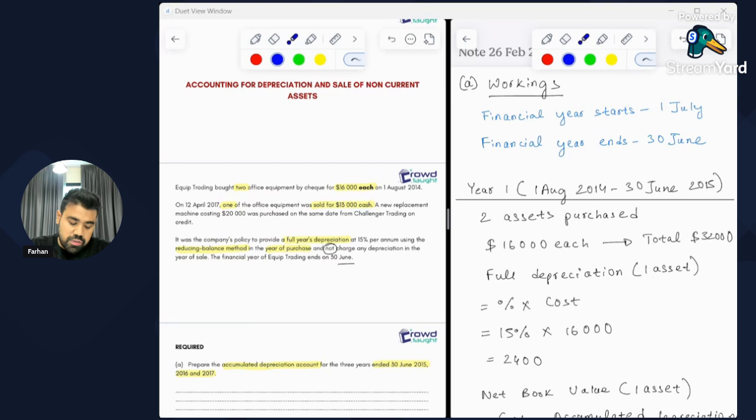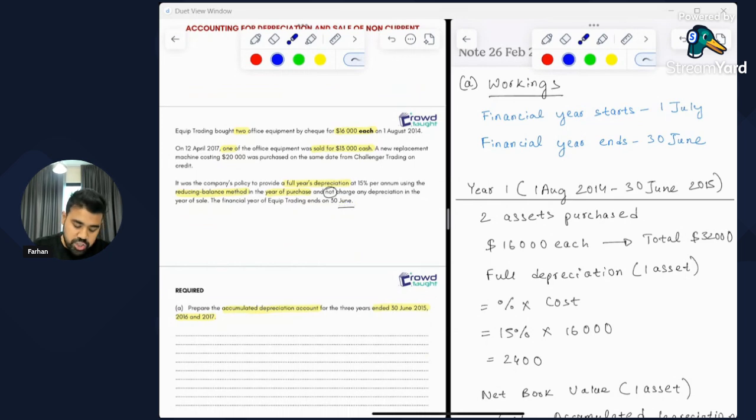So the last paragraph says that the company's policy is to provide a full year's depreciation at 15% per annum using the reducing balance method in the year of purchase and not charge any depreciation in the year of sale. The financial year ends on 30 June. So as you can see, the requirement of the first question is to prepare the accumulated depreciation account for the 3 years ended 30 June 2015, 2016, and 2017.